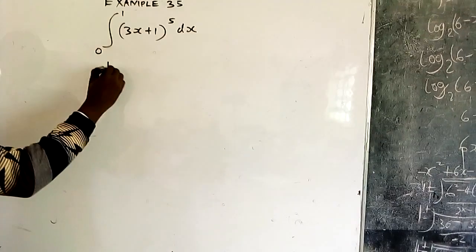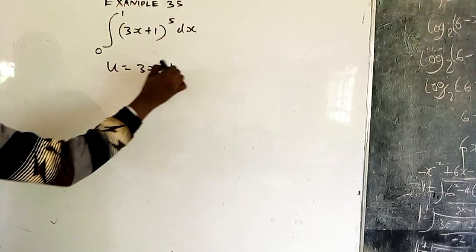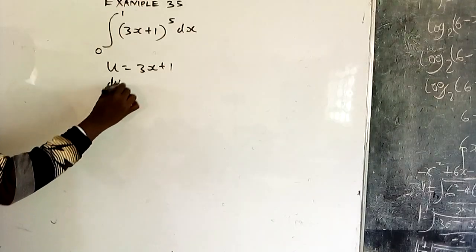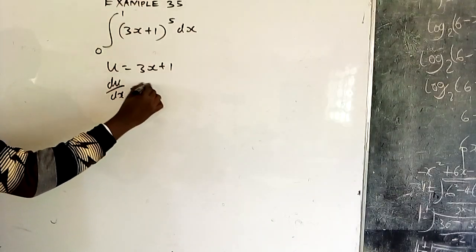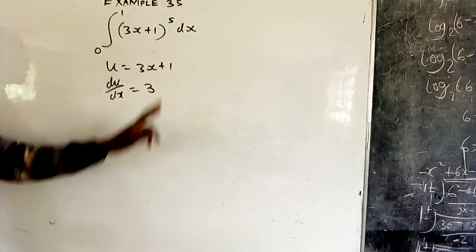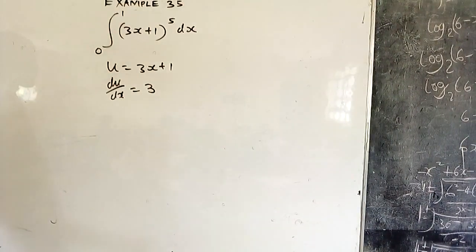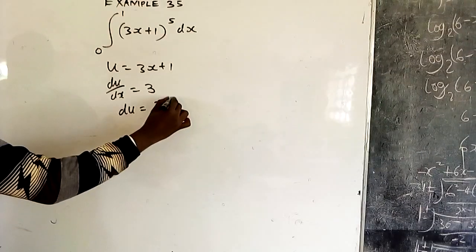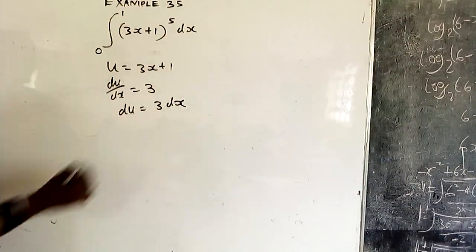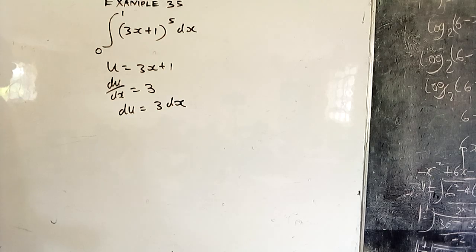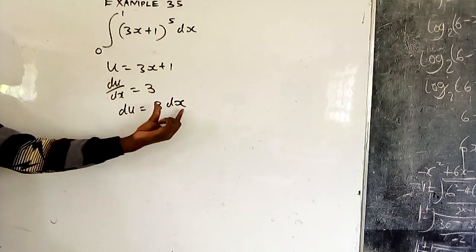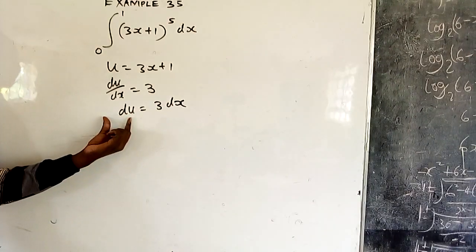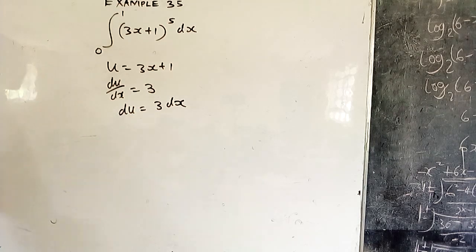So if you let u to be what is inside the bracket, 3x plus 1, if you differentiate u with respect to x, if you differentiate 3x, you get 3. If you differentiate 1, you get 0, isn't it? So you take the dx the other side, then you end up with du is simply 3dx, isn't it? Are we together? Yeah. Meaning, where there is 3dx, we put the du, isn't it?